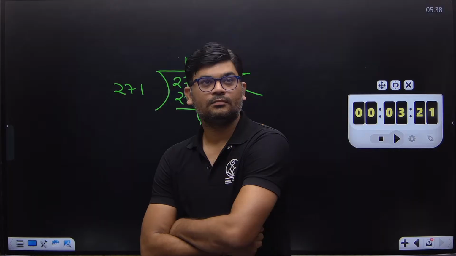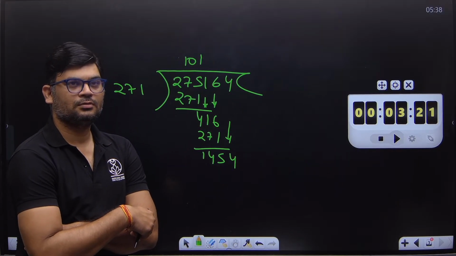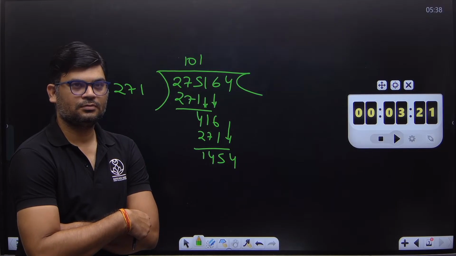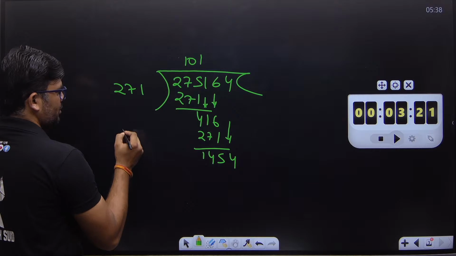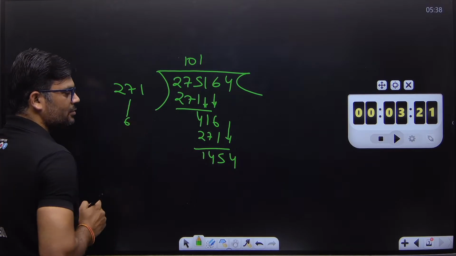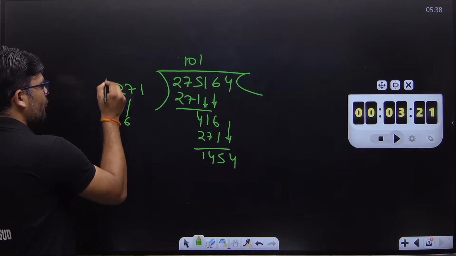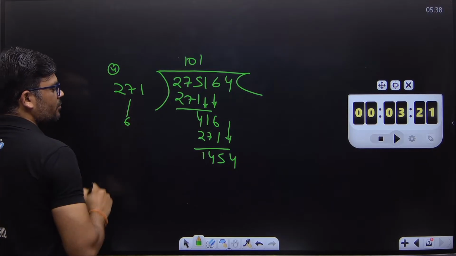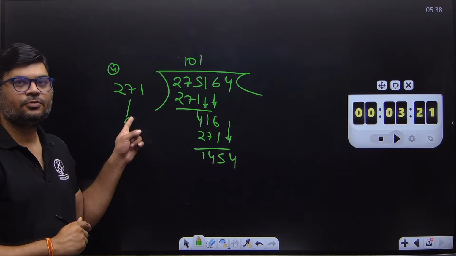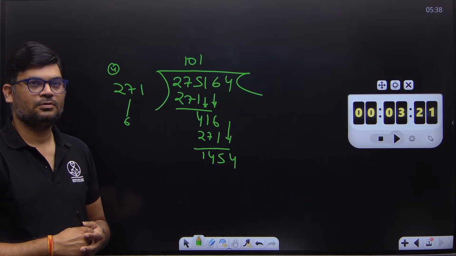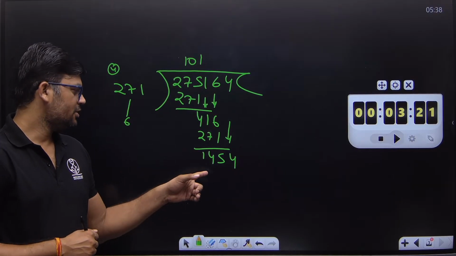But I think only 6, right? 6 times. Yeah, because if you did 7, it would be a little over. See, what is 6 into 7? 42, and 4 is carried over. So 6 into 2 is how much? 12. 12 plus 4 is how much? 16. 16 is greater than 14.